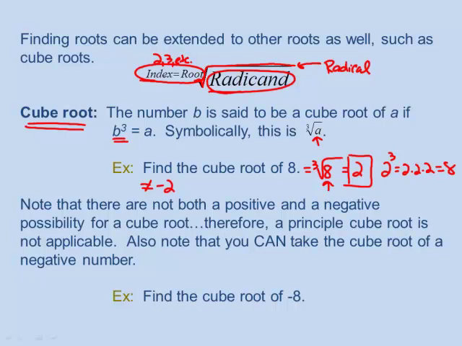But here, notice negative 2 doesn't work, because if you took negative 2 and cubed it, or took negative 2 and multiplied it by itself 3 times, 2 times 2 times 2 is still 8, but negative times negative times negative is negative, and that is not our original radicand. So notice that negative 2 does not work, so there is no confusion. There's only one possible answer, and it is a positive 2.